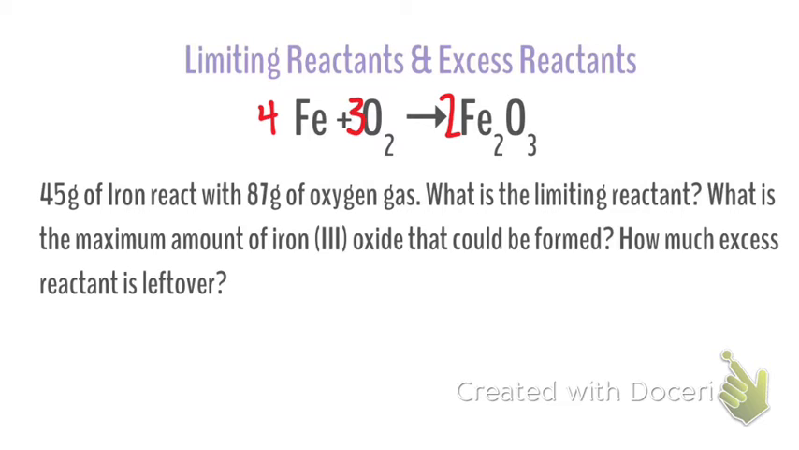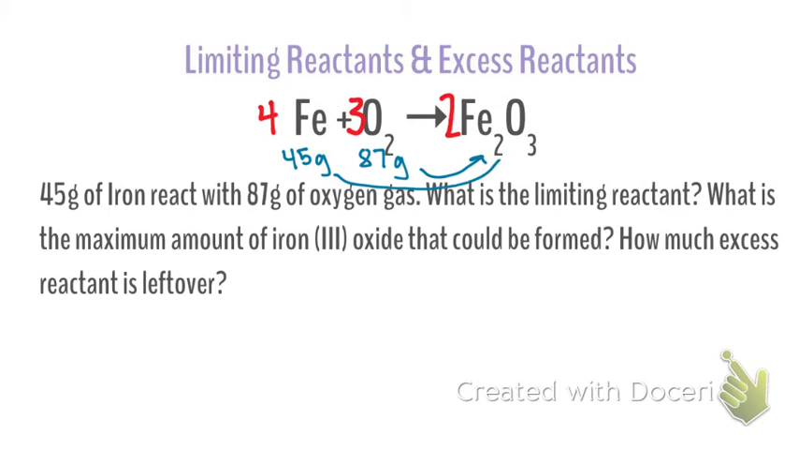It tells me that I'm starting with 45 grams of iron, and I'm starting with 87 grams of oxygen gas. And it asks me, what is my limiting reactant? So when I have 2 starting amounts, what's that a cue for me? I'm going to have to do 2 conversions, 2 T-charts from each of those reactants to a product. Now, in this case, do I have to pick my product? No, because there's only one. I'm going to take them both to my product.